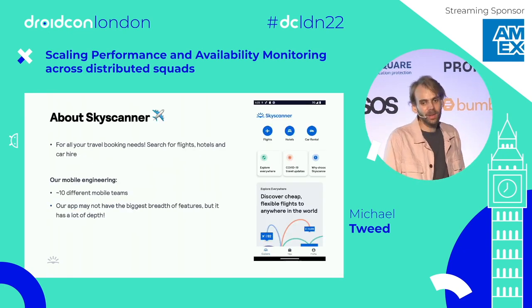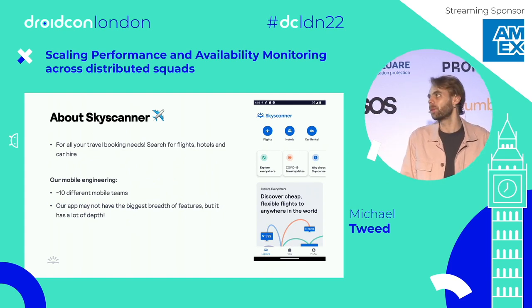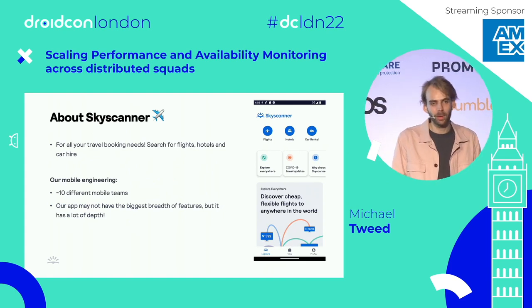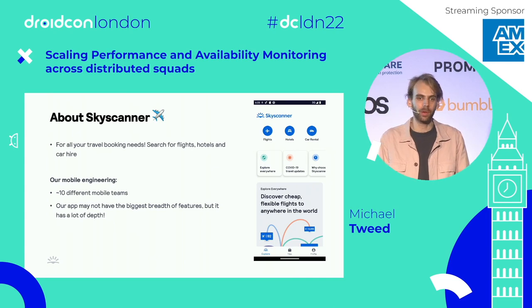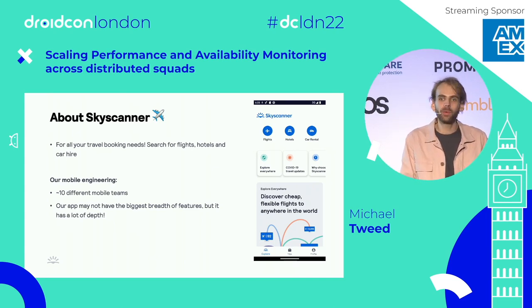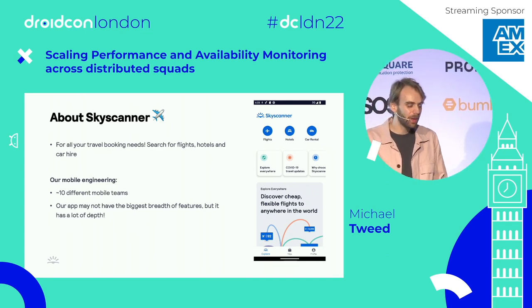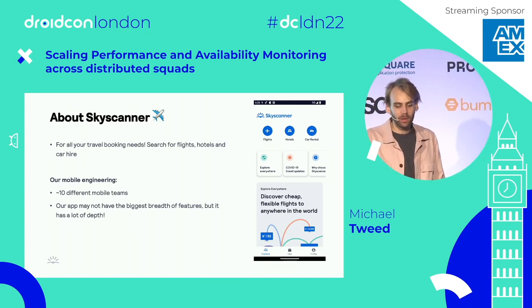And just a little about Skyscanner as well to set the context of what I'm talking about. It's a travel booking app for those of you who don't know. You can search for flights, hotels, car rental. And we have about 10 different mobile engineering teams. One of the reasons for this, because I have been asked the question why do we have so many teams, is that the Skyscanner app actually has a lot of depth.